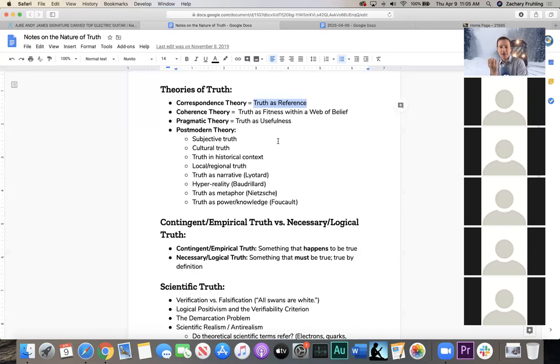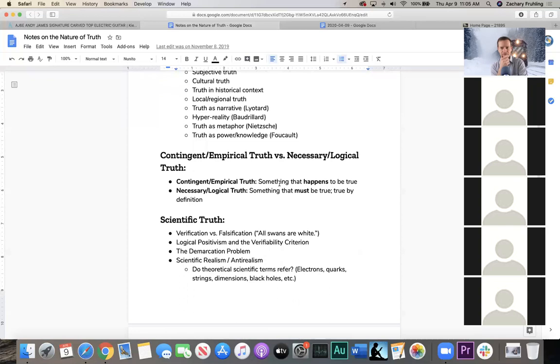So I think the coherence theory is really useful for describing how we actually do form our worldviews as humans. But I do want to spend some time talking about other features of truth. Some of these things we've alluded to already in the course of the class. One key distinction when you're talking about truth is the distinction between contingent truth and necessary truth, or what you could call empirical truth or logical truth.